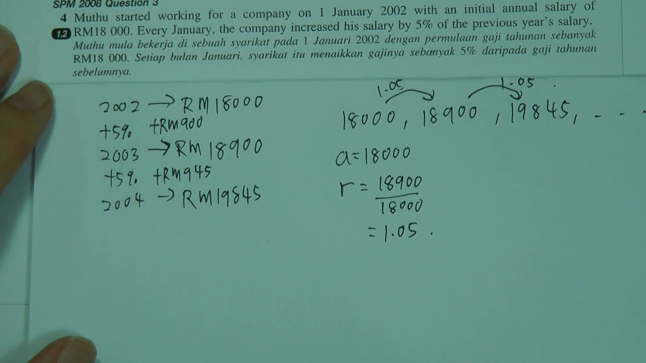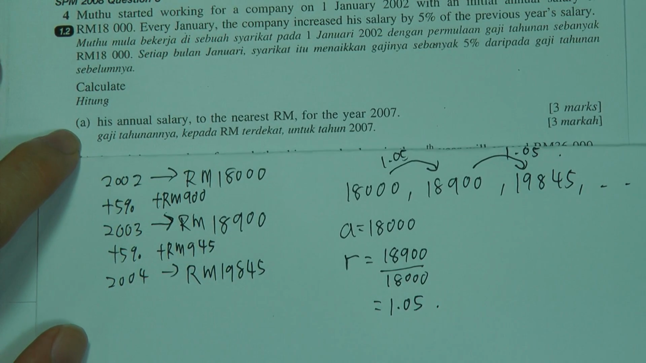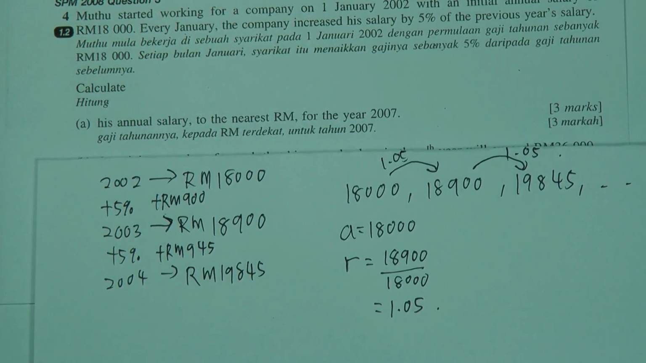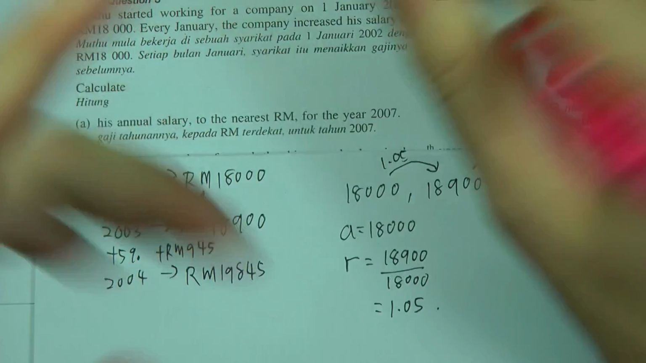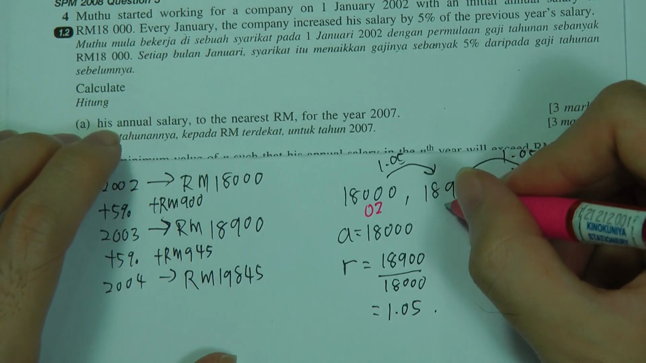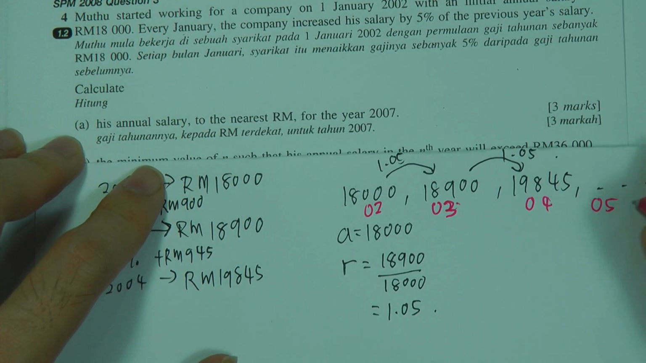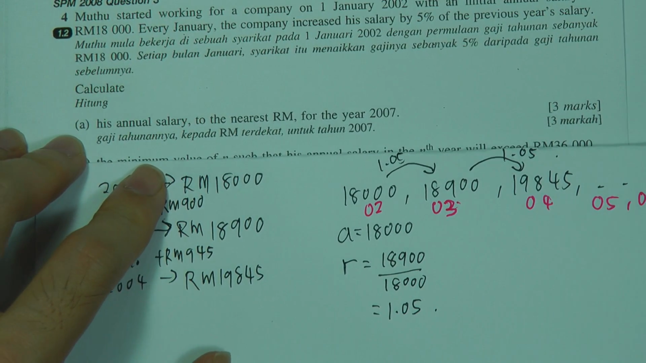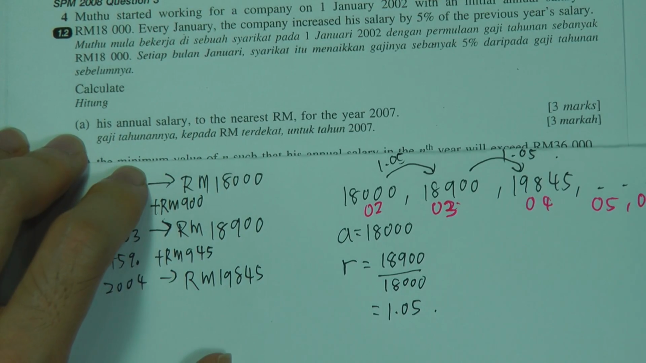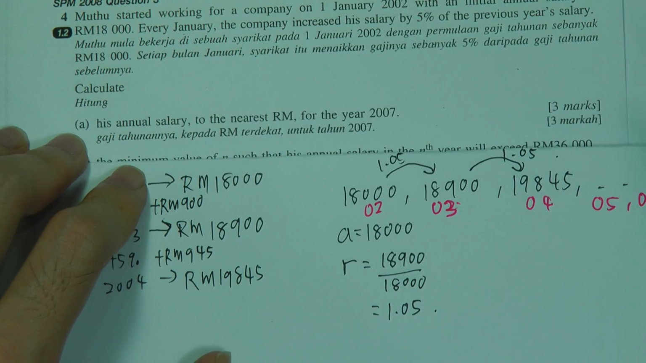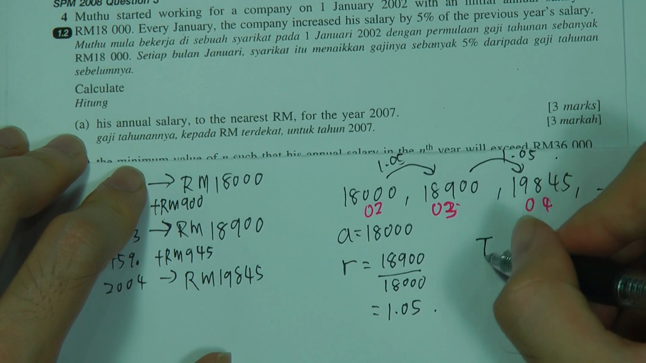If you got this one, then it will be very simple. He asked you to find his annual salary to the nearest RM for the year 2007. This one is year 2002, then 03, 04, and we continue, 05, 06, and 07. I write it out to make you understand which term it is. So this is first, second, third, fourth, fifth, and sixth. So this one actually is T6.